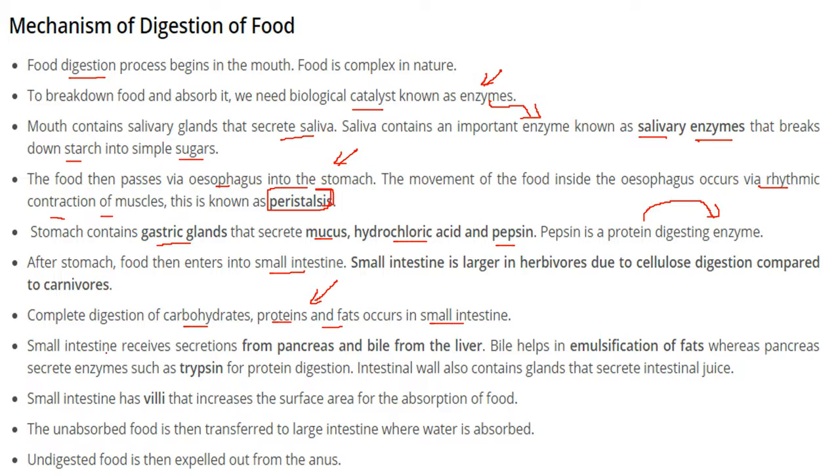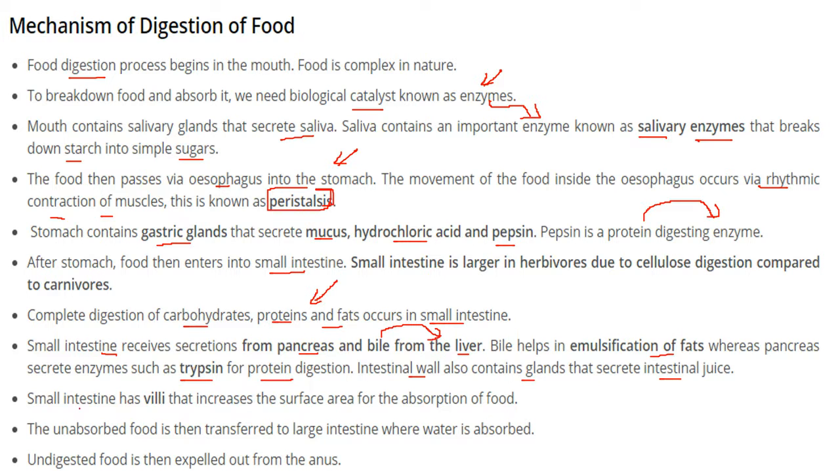Now the small intestine needs some support, and this support comes from the pancreas and the liver: the secretion from the pancreas and bile from the liver. And what does this bile do? It helps in emulsification of the fats. While the pancreas secretes enzymes like trypsin, which is again for some protein digestion as well. We have the intestine wall. These are also glands that secrete the intestinal juice. All these juices are required to actually digest our food.